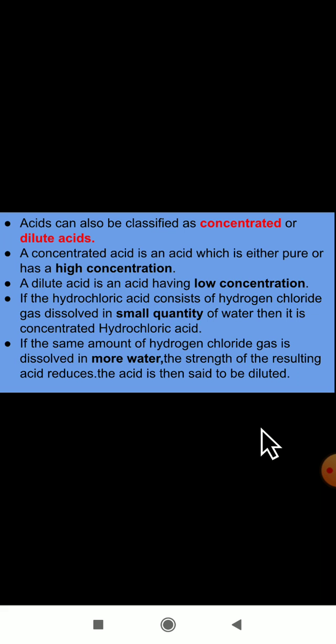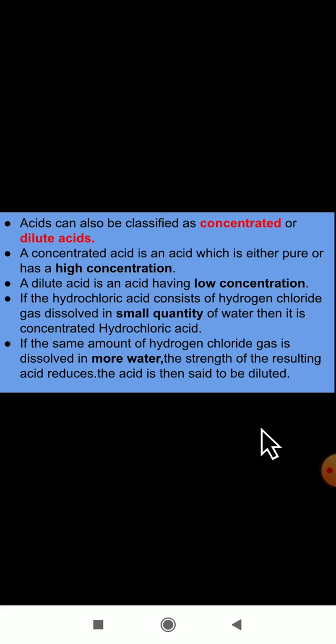If hydrochloric acid consists of hydrogen chloride gas dissolved in a small quantity of water, then it is concentrated hydrochloric acid. See, take hydrochloric acid as an example. What does it consist of? Hydrogen and chlorine, chlorine gas, dissolved in it. And you add a small quantity of water, then it is concentrated. Here they are telling us a small quantity of water.